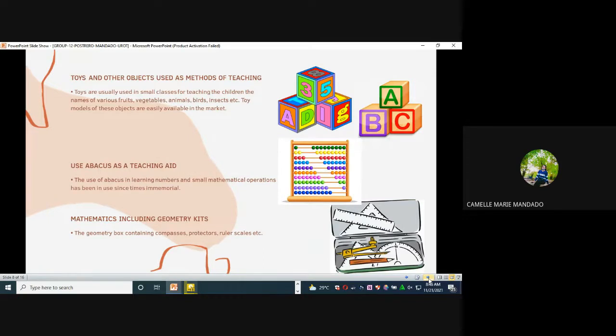Toys and other objects used as methods of teaching. Toys are usually used in small classes for teaching the children the names of various fruits, vegetables, animals, birds, insects, etc. Toy models of these objects are easily available in the market. Use of the abacus as a teaching aid. The use of the abacus in learning numbers and small mathematical operations has been in use since times immemorial. Mathematics, including geometry kits: the geometry box containing compasses, protractors, ruler, scales, etc.